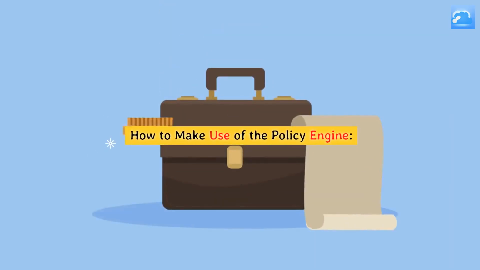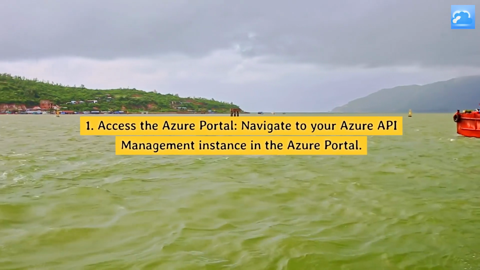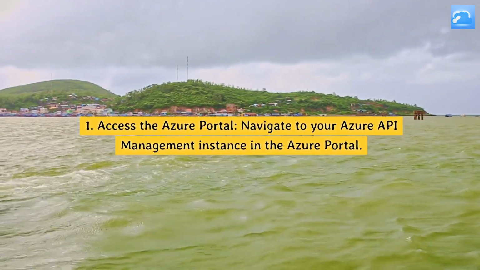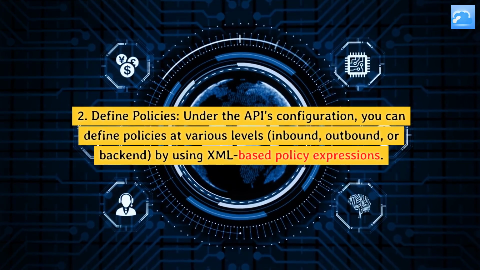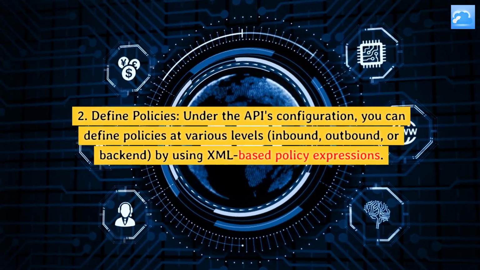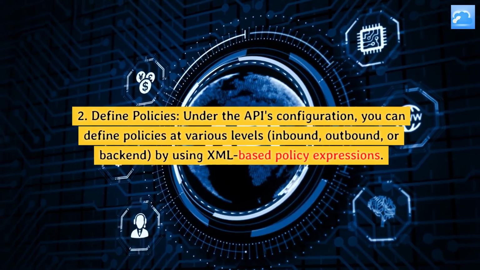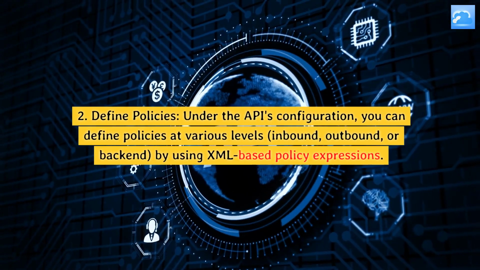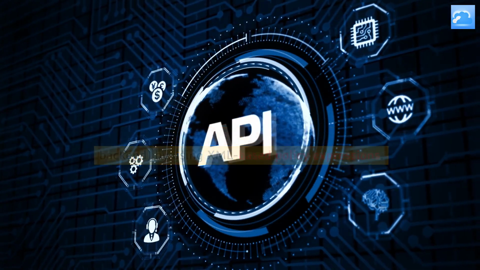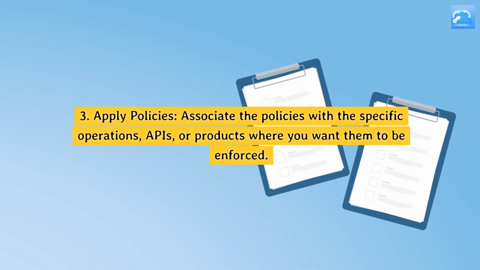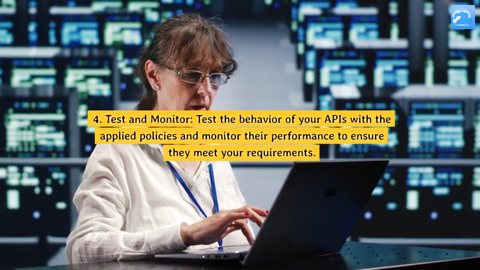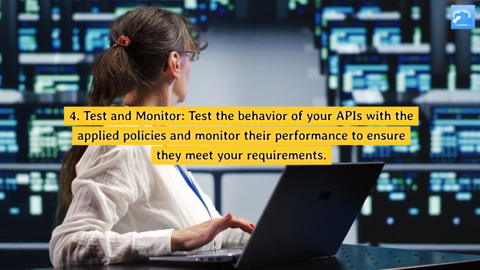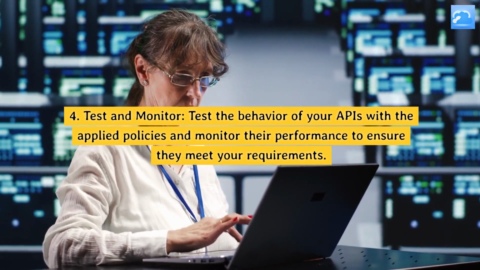How to make use of the policy engine. 1. Access the Azure portal. Navigate to your Azure API Management instance in the Azure portal. 2. Define policies. Under the API's configuration, you can define policies at various levels, inbound, outbound, or backend, by using XML-based policy expressions. 3. Apply policies. Associate the policies with the specific operations, APIs, or products where you want them to be enforced. 4. Test and monitor. Test the behavior of your APIs with the applied policies and monitor their performance to ensure they meet your requirements.